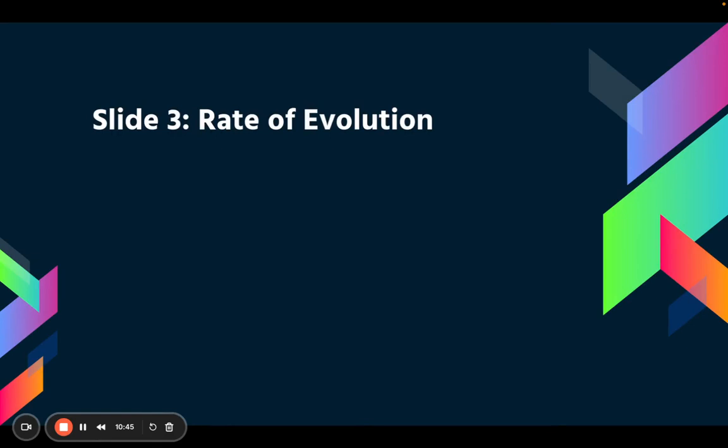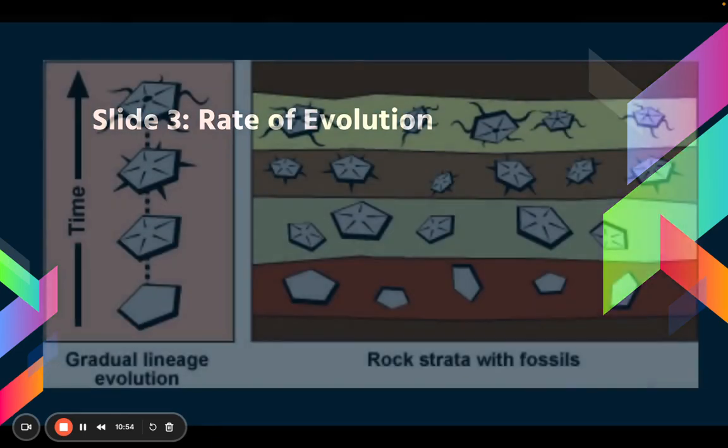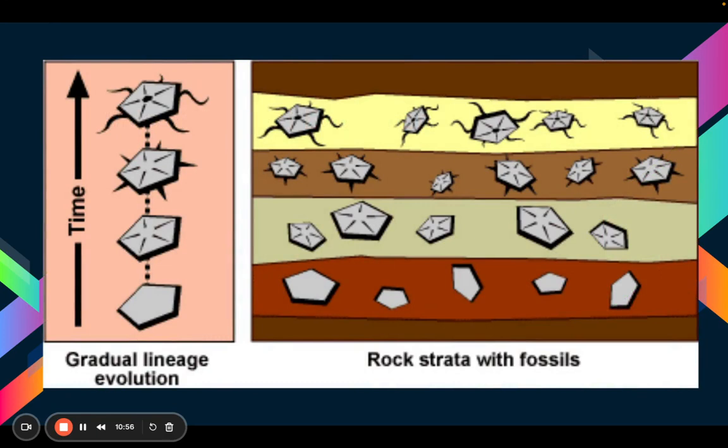Fortunately, there are three processes that seek to explain the timing of evolution. The first process is known as gradualism. Gradualism, which is now illustrated in the image on your screen, is explained by the slow and steady change of one species into another that builds over time.